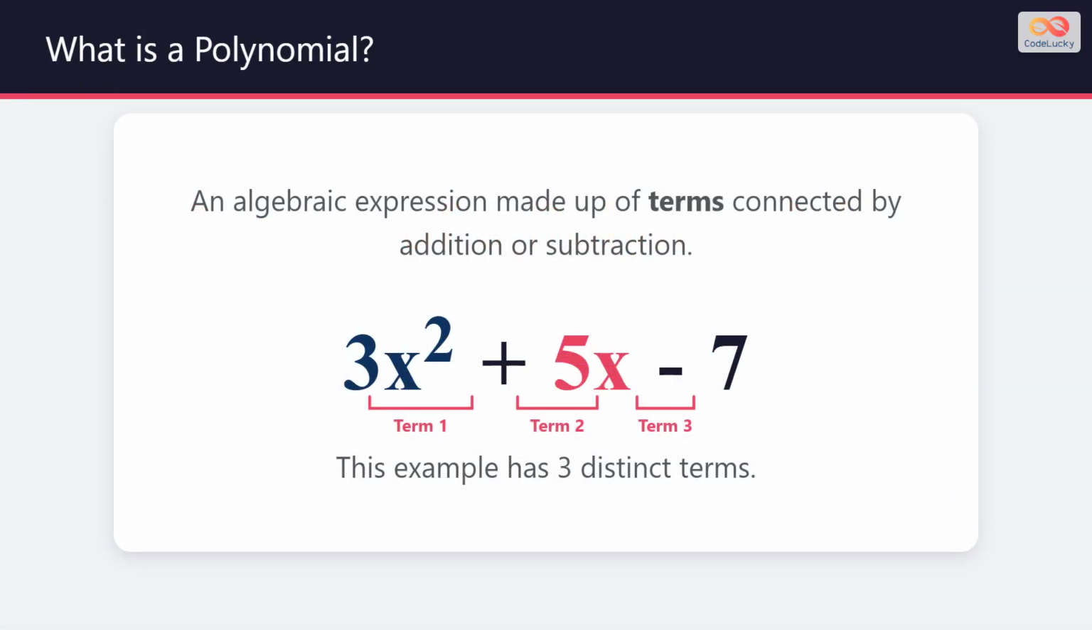First, let's quickly review what a polynomial is. It is an expression made up of terms that are added or subtracted together. In this example, we have three terms: 3x squared, 5x, and the number 7.